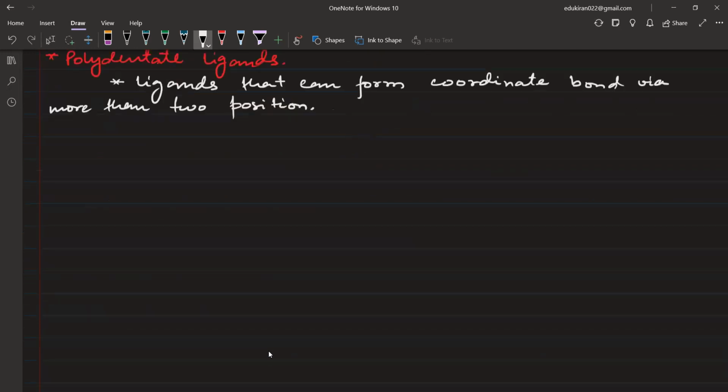Here you have the first one, that is diethylene diamine. Okay, diethylene diamine. What does it have? You have NH2, nitrogen.